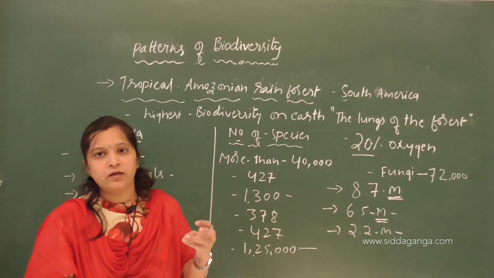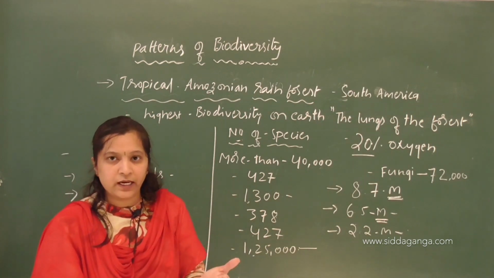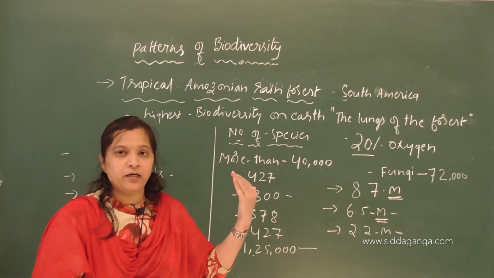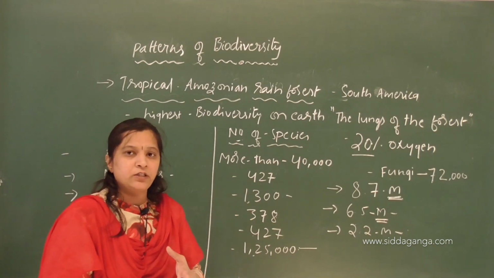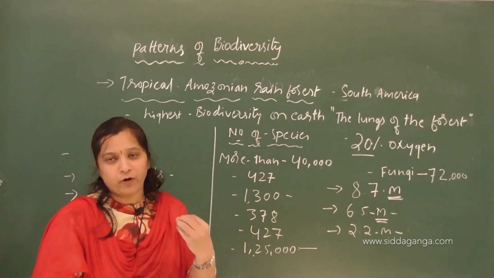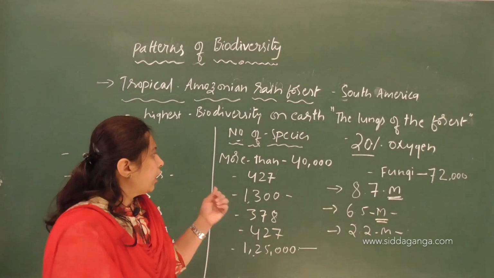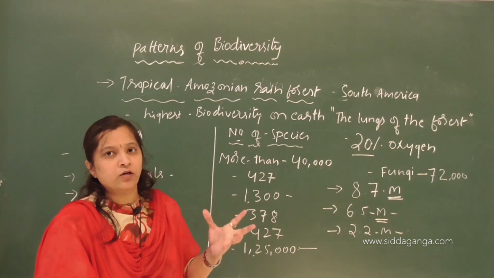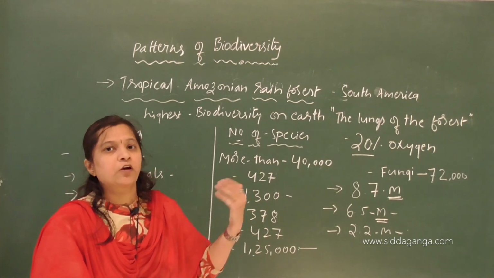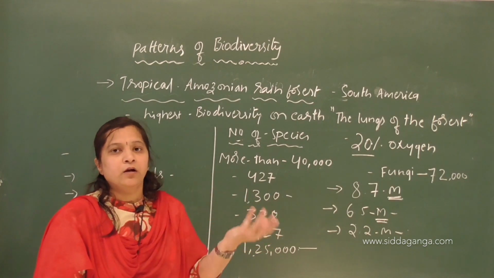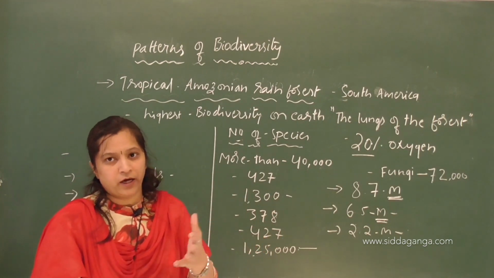When it comes to India, it covers 2.4% of the land area with 8.1% of the species diversity, and it is one of the 12 mega biodiversity countries in the world. That is the biodiversity in India, with 45,000 species of plants and twice that number of animals.